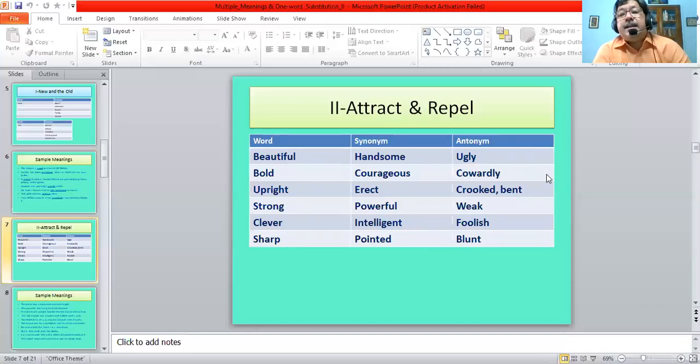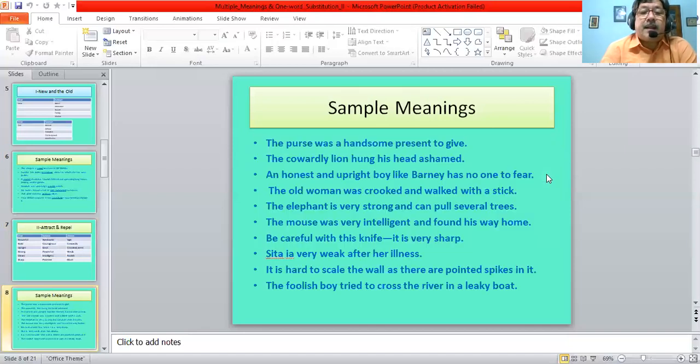Now let us look at the example sentences to better understand the usage of these words. The purse was a handsome present to give. That means it was a good present. It was good looking and obviously it was appropriate also. The cowardly lion hung his head ashamed. So the lion is a little cowardly, so he is ashamed of his cowardice. So he hangs his head.